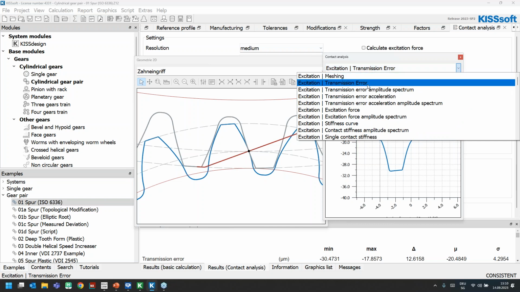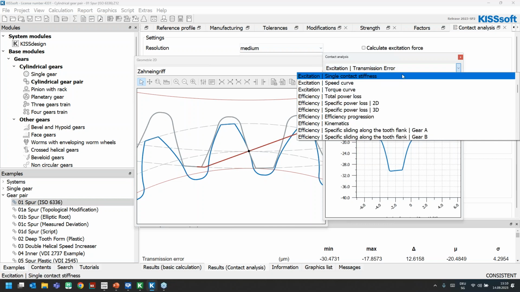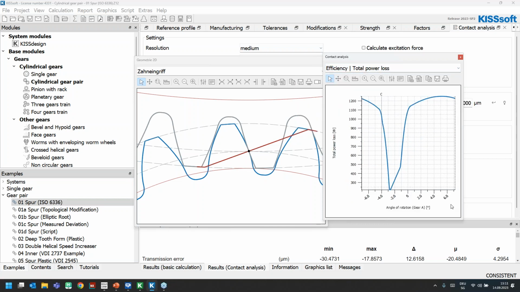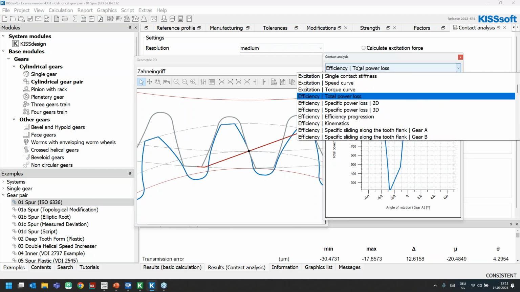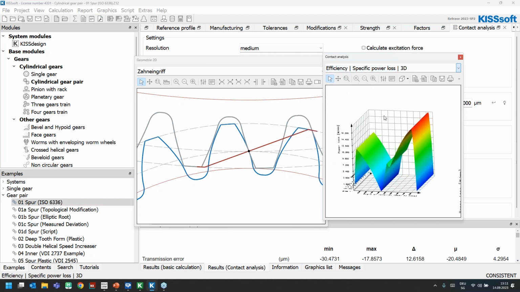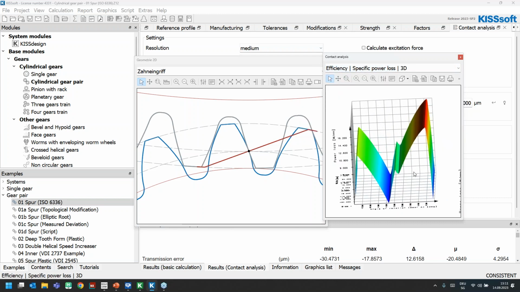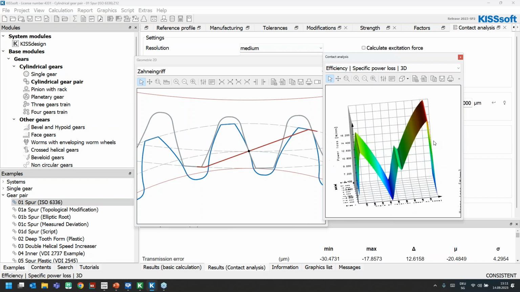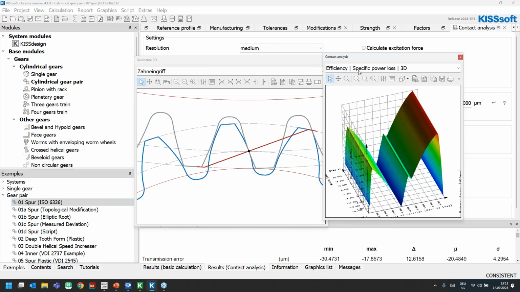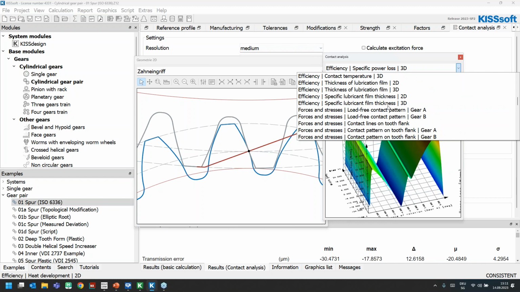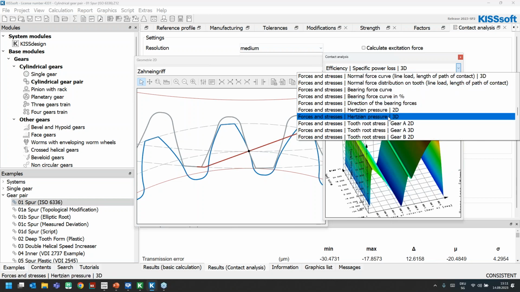What are other important results that we get? Well, for example, total power losses. And now you can see that the power losses are basically a function of the angle of rotation, so they are not constant. And we can, for example, also see the specific power loss now over the face width and also in 3D. Other important results are concerning stresses.